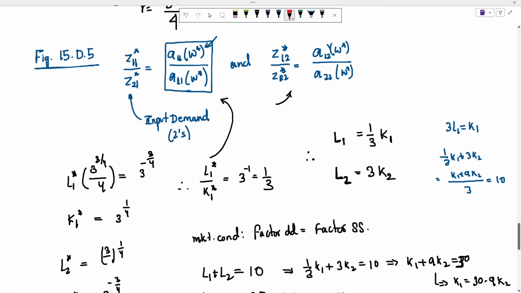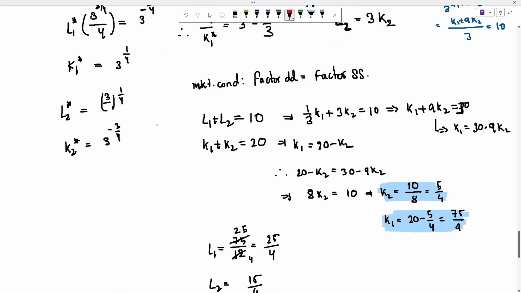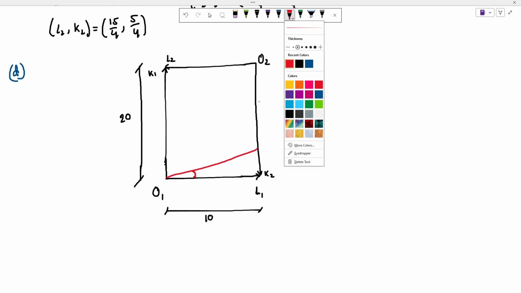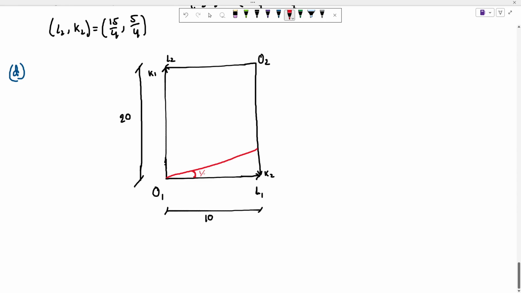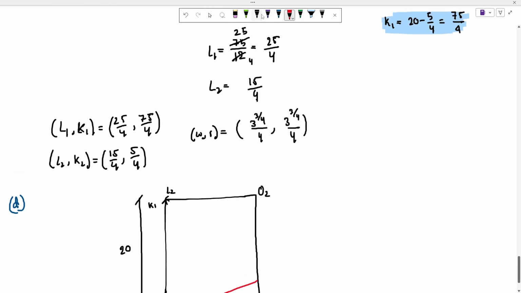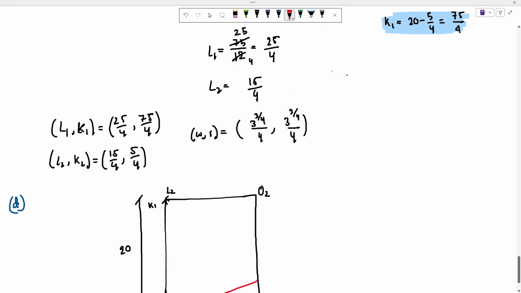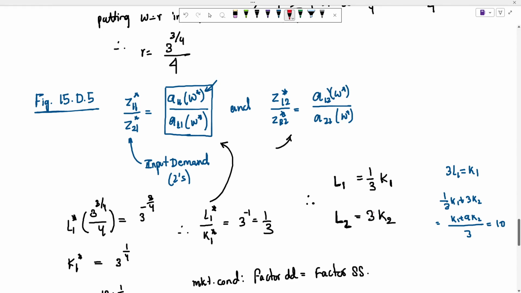And what did we have? The L1 by K1 ratio was 1 by 3rd, right? So we have something like this. So this slope is 1/3, right? I'm not going to write it, or maybe I can using a thinner pen. So this is 1/3, and for the second producer it was 3, right?